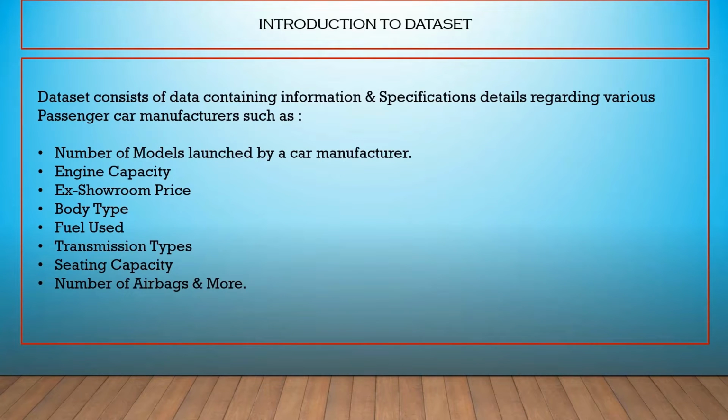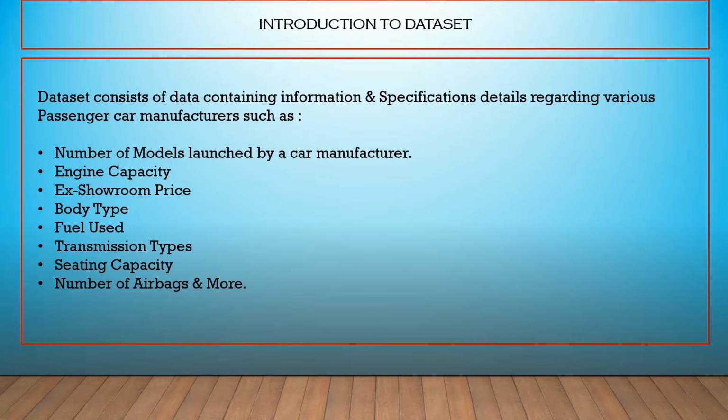Now, let's discuss the contents of the dataset. This dataset contains the information, specifications, and details regarding the various car manufacturers, such as the number of models launched by a car manufacturer, engine capacity, ex-showroom price, body type, fuel type used, transmission types, seating capacity, number of airbags, and more.